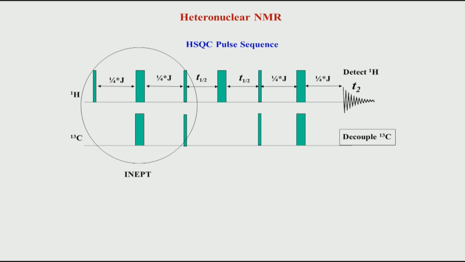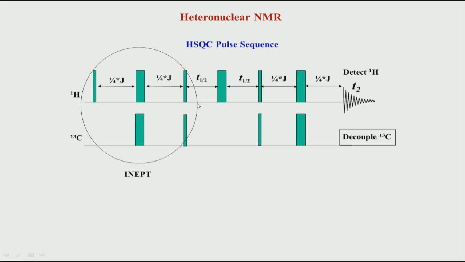This is the portion in the circle which is denoted as INEPT. If you recall, in the previous slides we looked at what an INEPT is. We showed INEPT as a block or a box, more like a black box, but now the actual scheme of INEPT is shown here. Again, remember we will not be going into the mathematical detail of how this works like magic and achieves a transfer of polarization from proton to carbon.